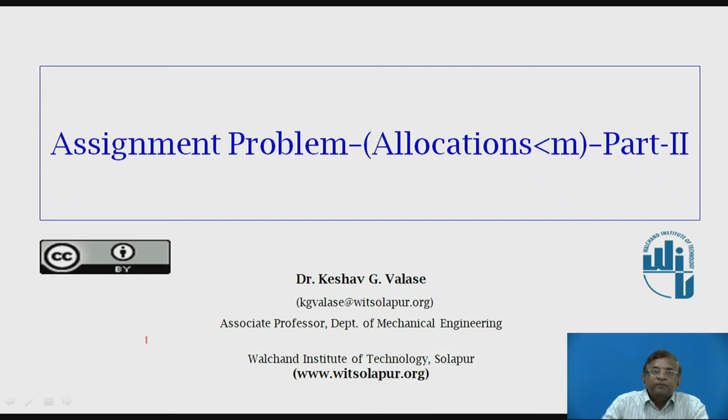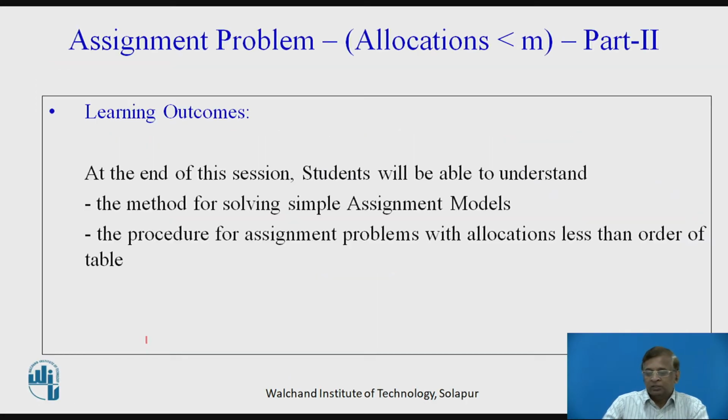In this session, we will be discussing assignment problems wherein the number of allocations at a certain stage in the beginning is less than the required one. That is, if m is the order of the table, we get a number of allocations less than m. These things we have discussed in the previous video. The same problem we will be taking here and going to the final solution.